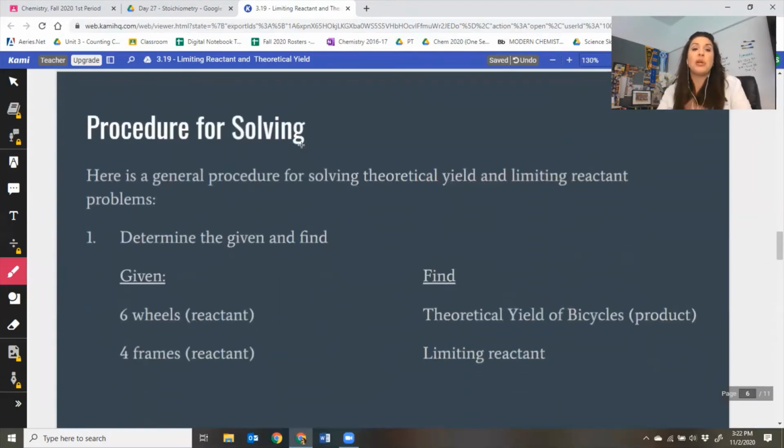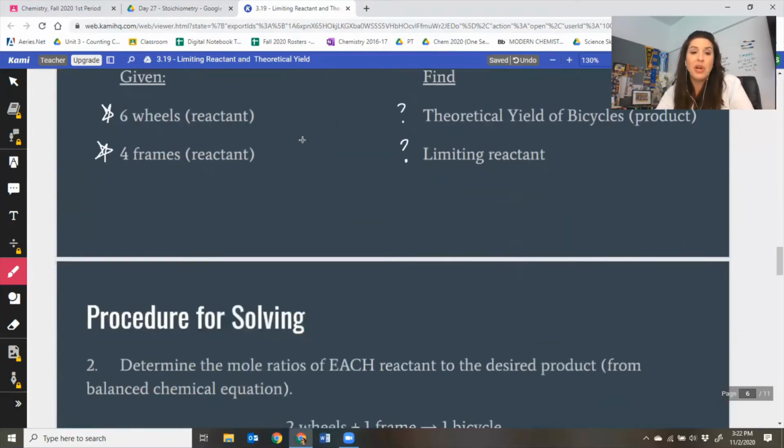So here's a generic procedure for solving, and I'll walk you through the steps that I took with my bicycle example as our demonstration. Number one, determine what it is that you're given and what it is you're trying to find. Typically, you'll be given specific amounts of reactants. In this case, I was given 6 wheels and 4 frames, and I'm trying to find the theoretical yield of bicycles that I could make, the theoretical yield of the product, and the limiting reactant for this product.